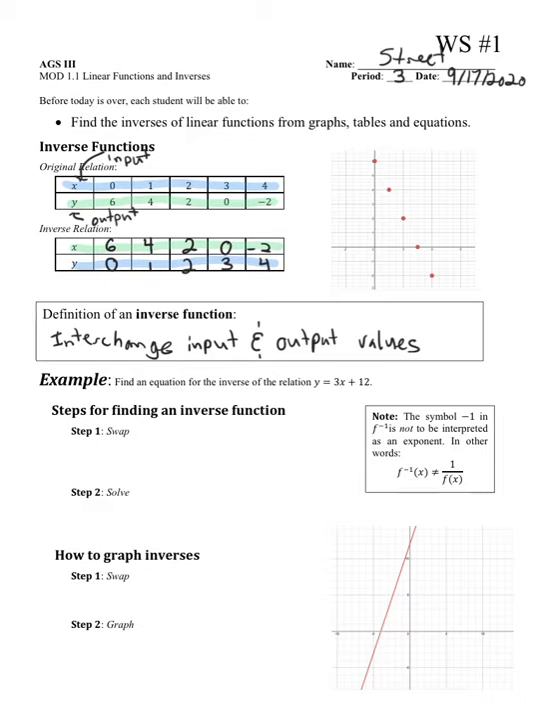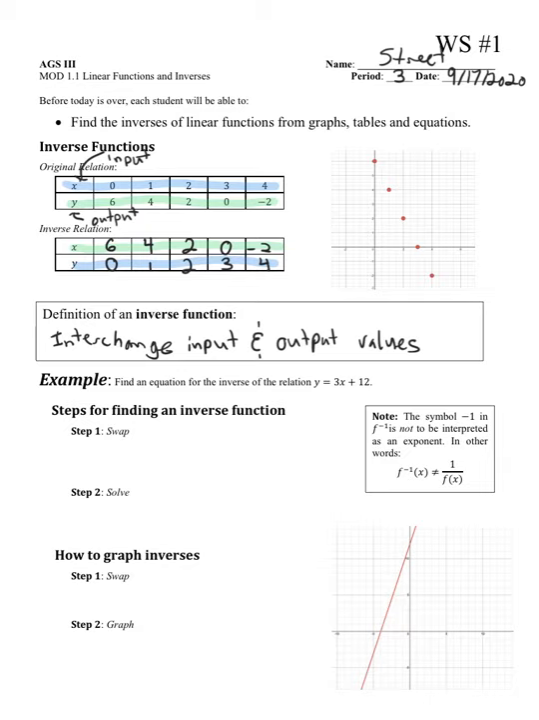If you notice, the green line, all those y values, became the x values of the inverse relation. All the values on the blue line, which were the input values, the x values, became the y values of the inverse. Okay, that's what happens with an inverse function, an inverse relation.